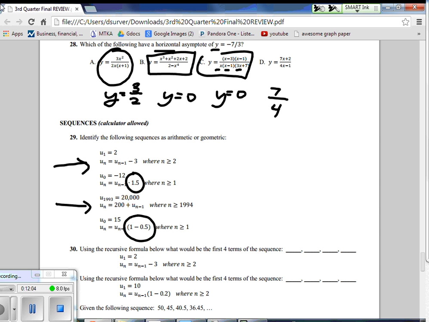Using the recursive formula below, what would the first 4 terms of the sequence be? Don't need to break out the calculator when you're only talking about taking 2 and then subtracting 3 from it. 2 minus 3 would be -1. Then I subtract 3 again, and I'd have -4. Subtract 3 again, and I'd be down to -7.